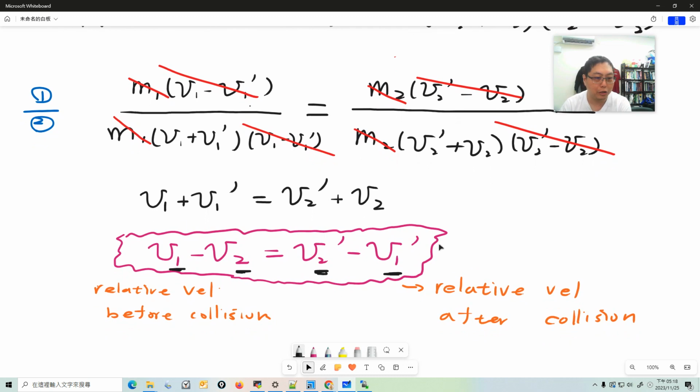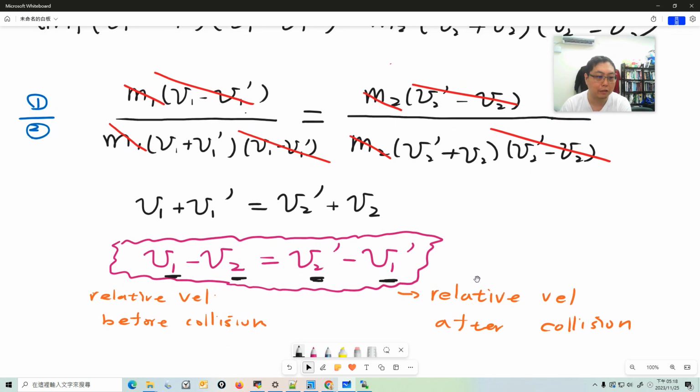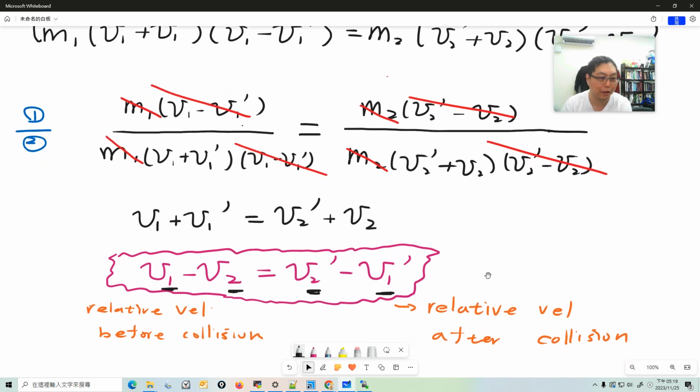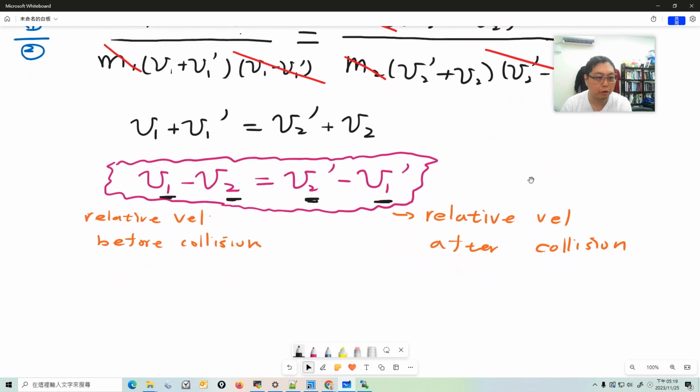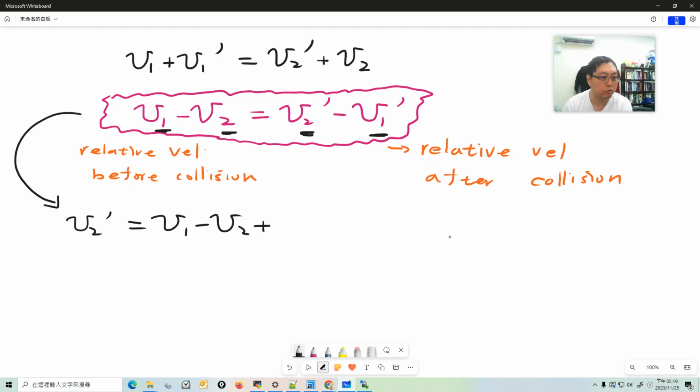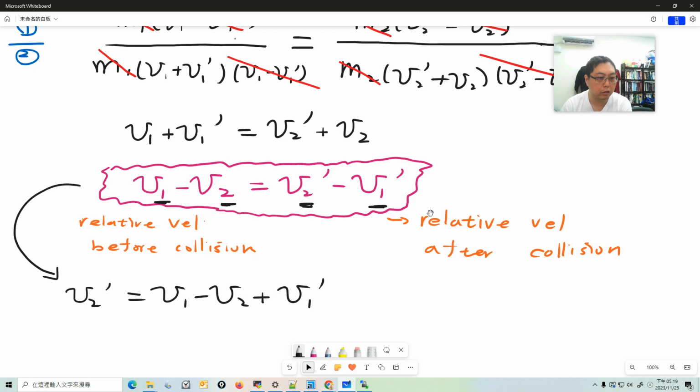Okay, so we get the feature equation for 1D elastic collision. I think we can solve for the velocities after, V1 prime and V2 prime, because right now we haven't solved for V1 prime, V2 prime. So we use the feature equation. Let's use V2 prime first. From this feature equation, we have V2 prime is equal to V1 minus V2 plus V1 prime.